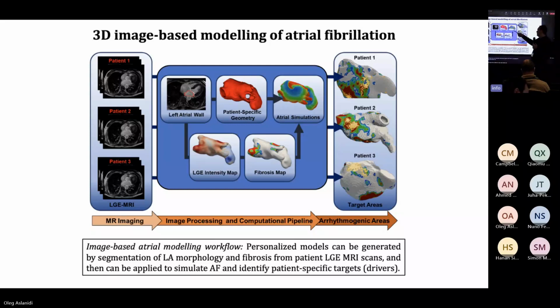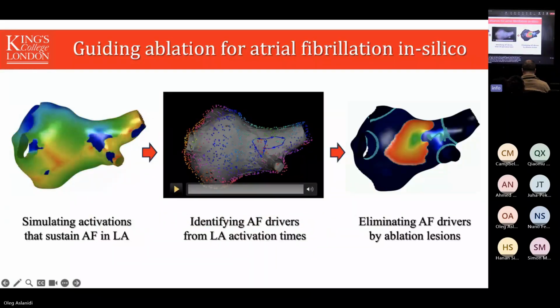But the important point is that if we know how electrical signals propagate in individual patients' hearts, we can figure out what are the patient-specific areas, shown here in yellow, that are most likely to harbor these abnormal signals. And if we know where they are per patient, we can ablate per patient rather than use some one-for-all approach, and therefore improve the outcomes. So here are the videos.